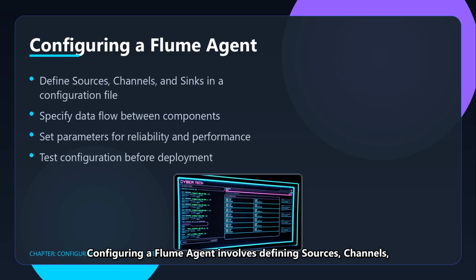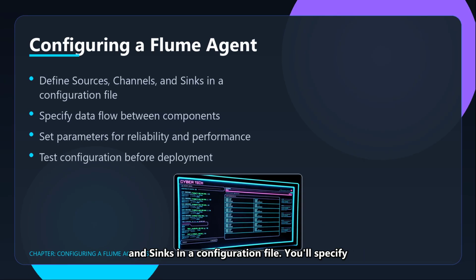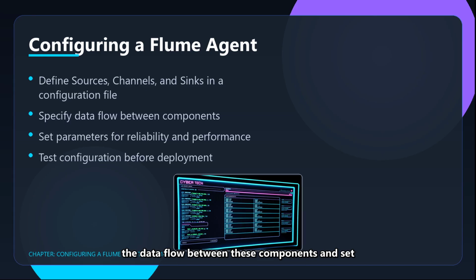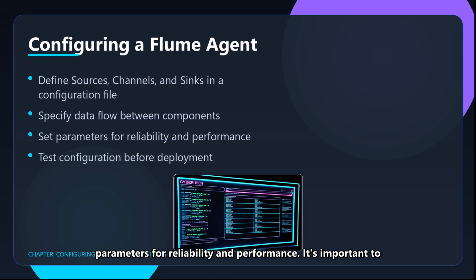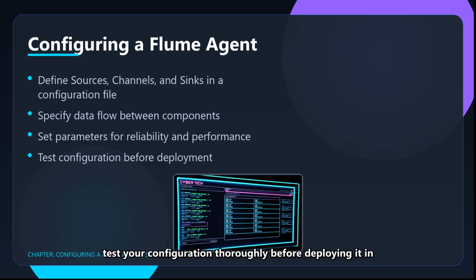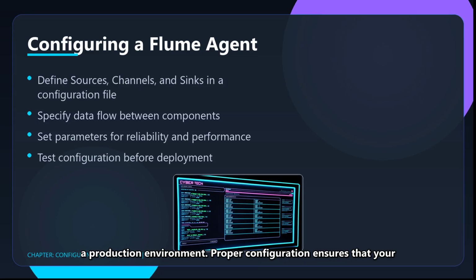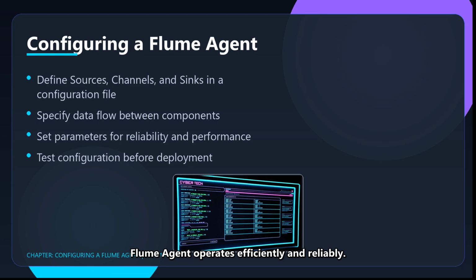Configuring a Flume agent involves defining sources, channels, and sinks in a configuration file. You'll specify the data flow between these components and set parameters for reliability and performance. It's important to test your configuration thoroughly before deploying it in a production environment. Proper configuration ensures that your Flume agent operates efficiently and reliably.